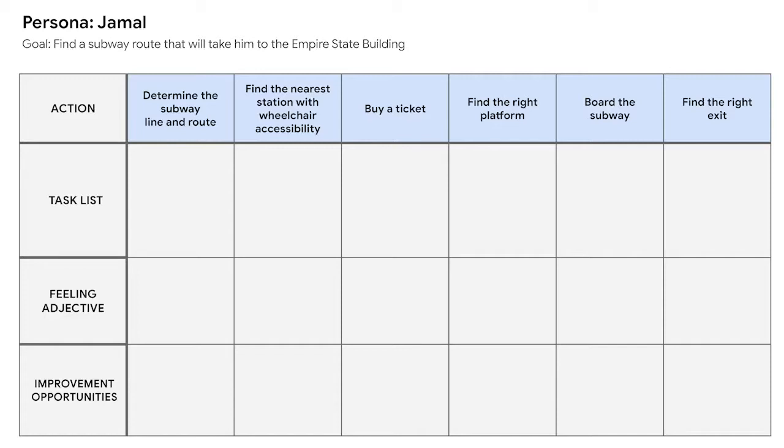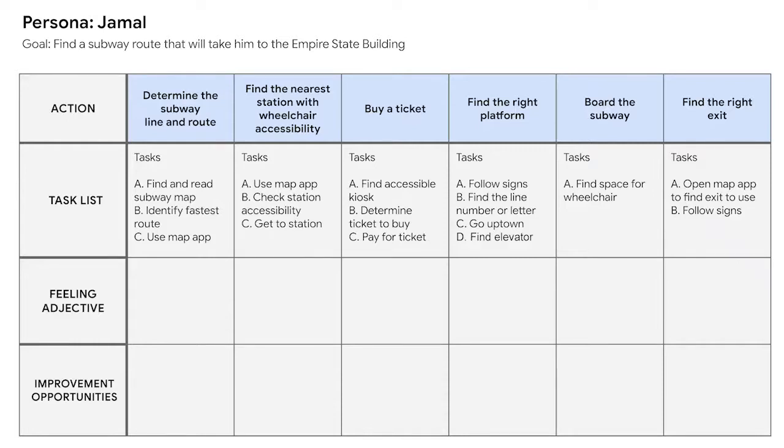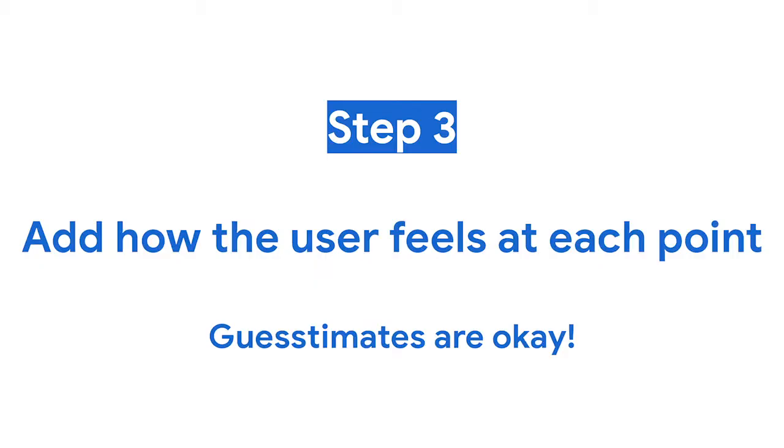The next action in mapping a user journey is describing all the smaller things the user must accomplish before graduating to the next main task. Here's what that might look like for Jamal. So that's it, right? You got Jamal all the way to the Empire State Building. Your work here is done. Well, not exactly. You've completed Jamal's physical journey, but you still need to consider his emotional journey too.